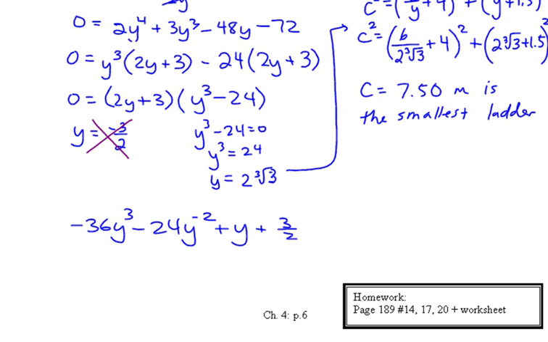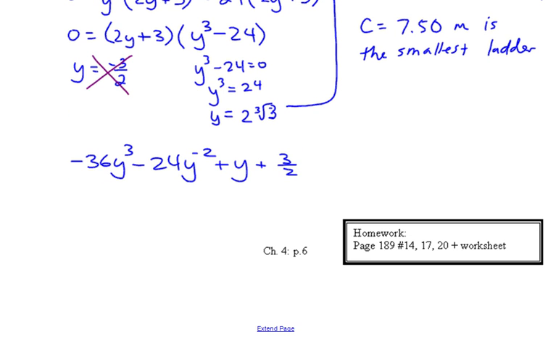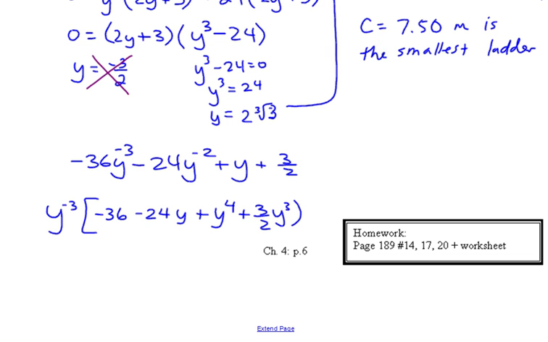So what I would want to factor out is the smallest power, y to the negative 3. If you factor out y to the negative 3 first, this becomes negative 36 minus 24 y plus y to the 4 plus 3 over 2 y cubed. Then there's 0 equal here, right? So I could bring this to the other side, and then still factor out the half.